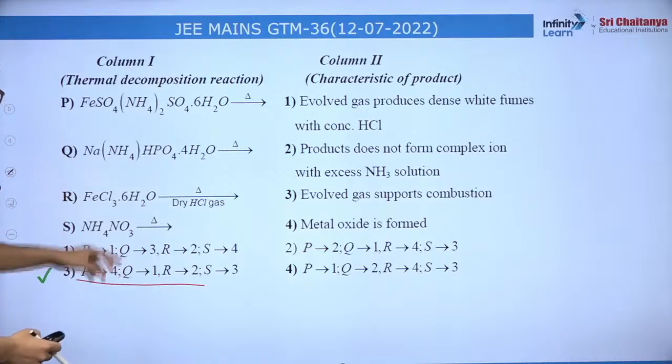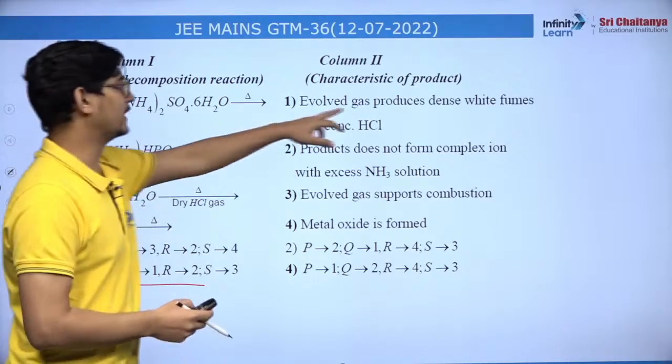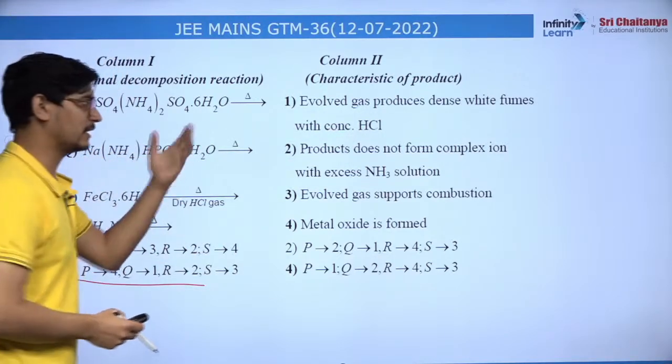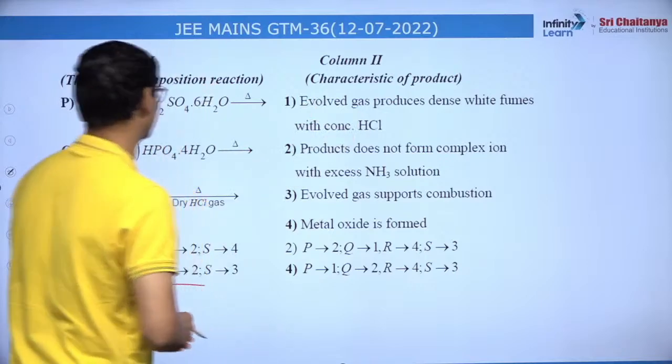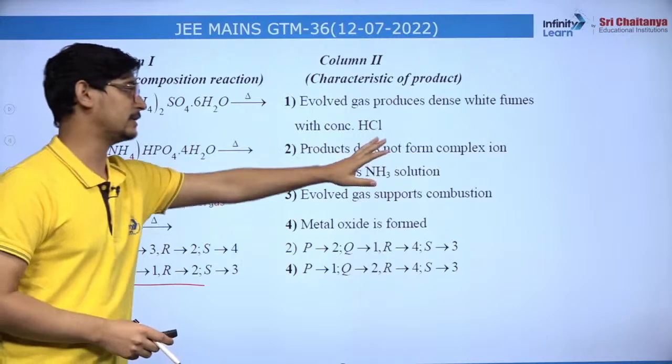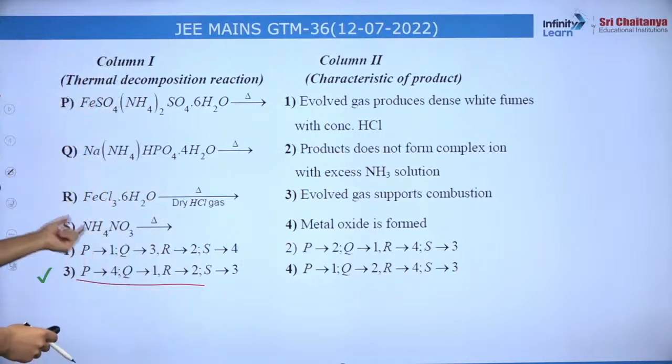But then, okay, let's see Q1. When you heat this, you will get ammonia, right? When you heat this sodium ammonium hydrogen phosphate, you will get ammonia, yes, which forms the dense fumes of NH4Cl. All right. Likewise, you will get ferric hydroxide that does not form complex ion with excess ammonia, and then ammonium nitrate.